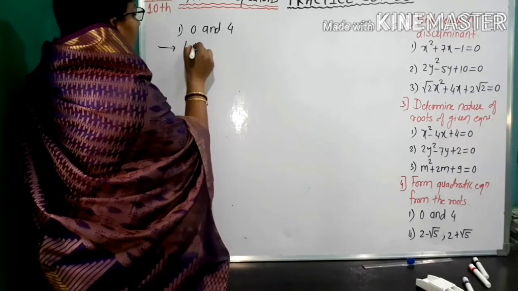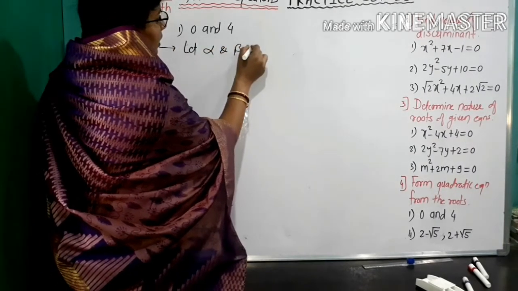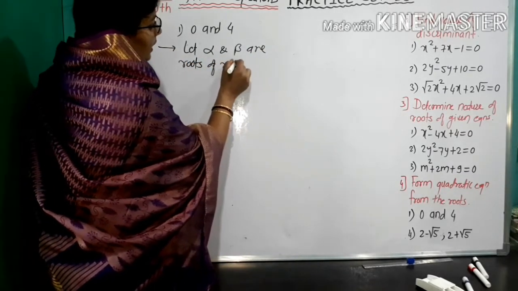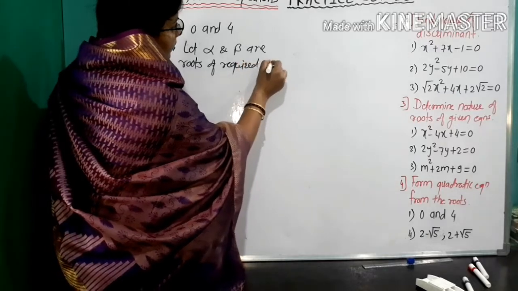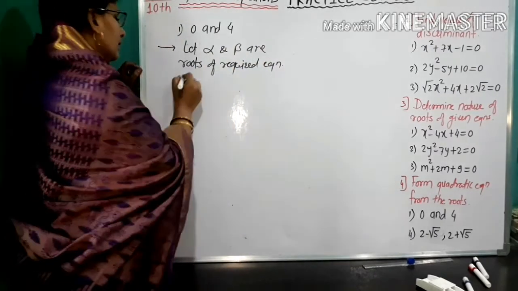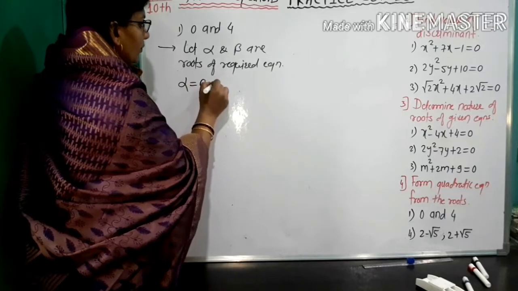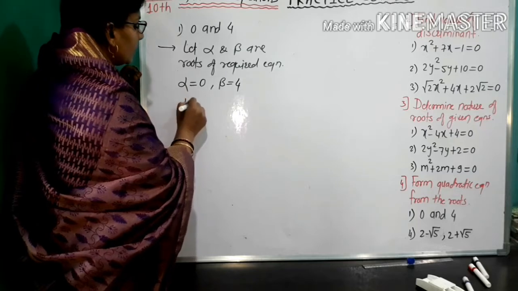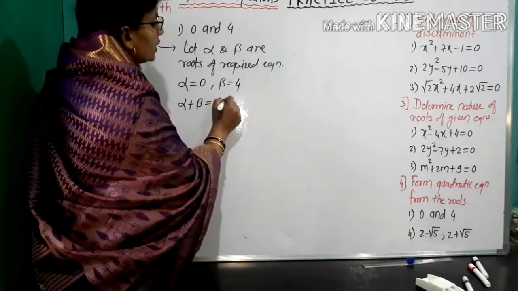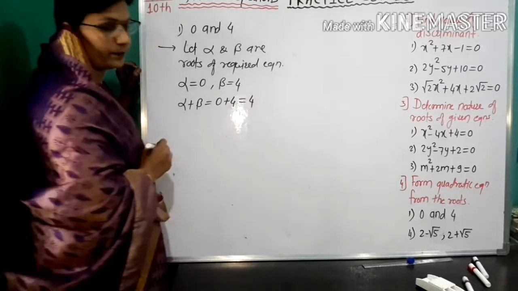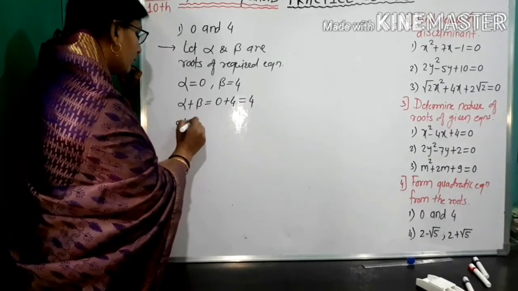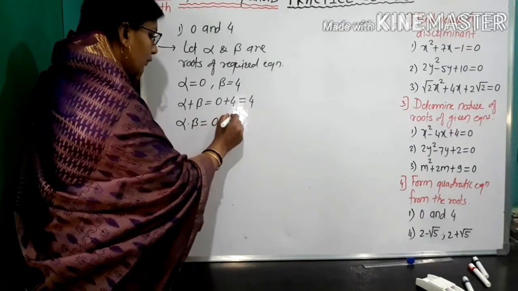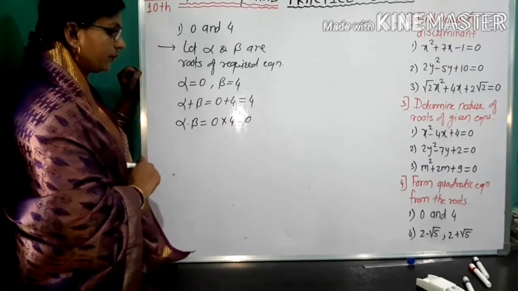Let alpha and beta be the roots of the required equation. Then take alpha equal to 0 and beta equal to 4. First we find the sum of two roots, that is alpha plus beta equal to 0 plus 4 equal to 4. Then product of two roots, that is alpha into beta, equal to 0 into 4 equal to 0.